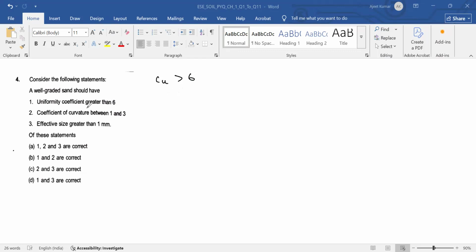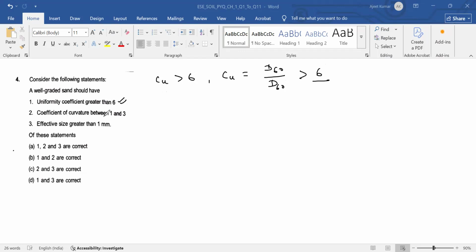Uniformity coefficient, that is Cu, must be greater than 6. What is Cu? Uniformity coefficient. Cu is D60 by D10, and it must be greater than 6 for well-graded sand. So this is a correct statement.